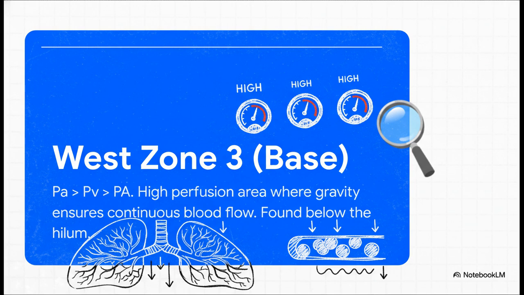Down here, gravity has made both the arterial and venous blood pressures so high that they easily beat the alveolar air pressure. This means the blood vessel is held wide open 24/7. Blood flows through continuously, no problem. This is our high perfusion zone.